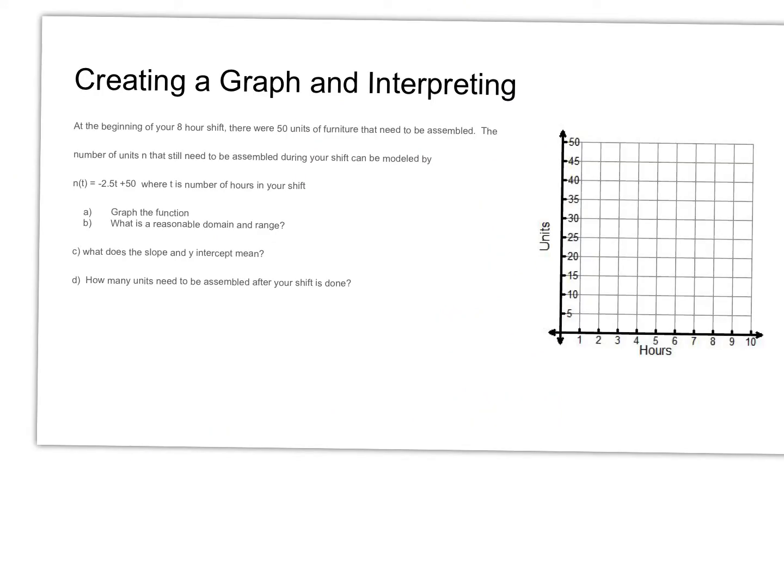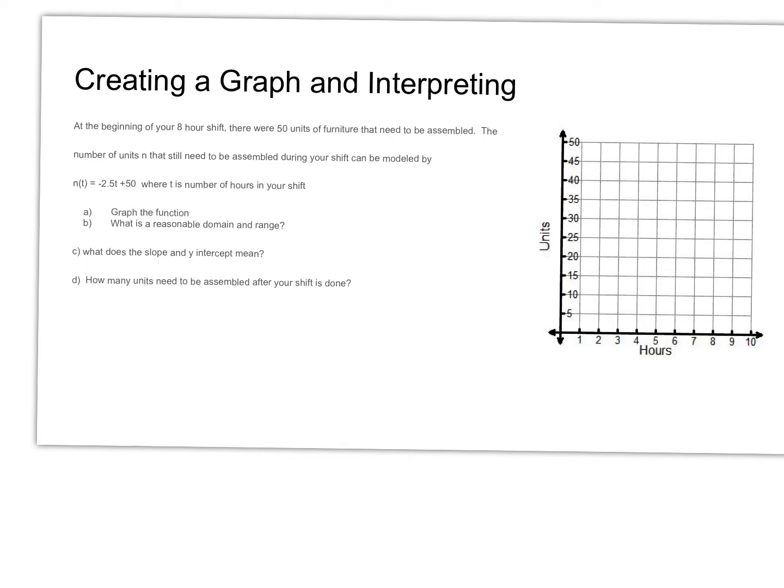Alright, so here we go. Word problem, creating a graph and interpreting it. At the beginning of your 8-hour shift, you had 50 units of furniture that needed to be assembled. The number of units n that still need to be assembled during your shift can be modeled by the function n of t equals negative 2.5t plus 50, where t is the number of hours in your shift. So step 1, graph the function.